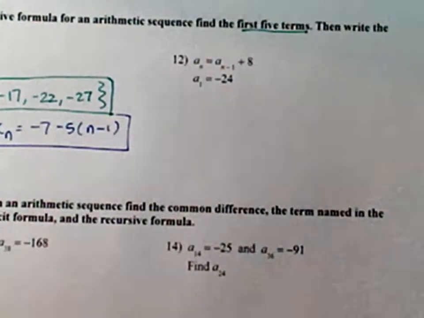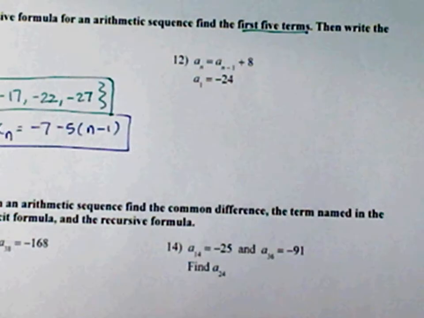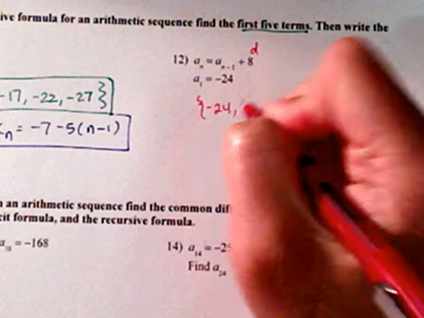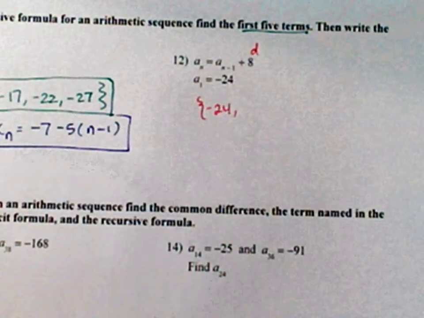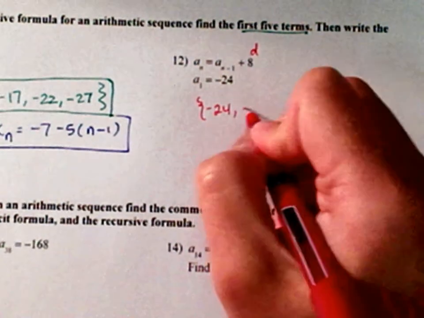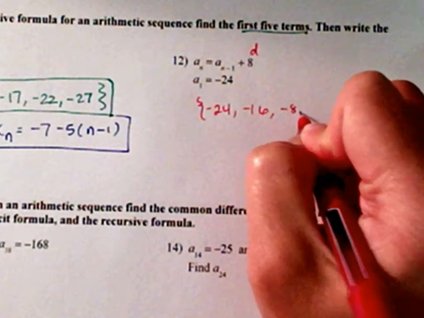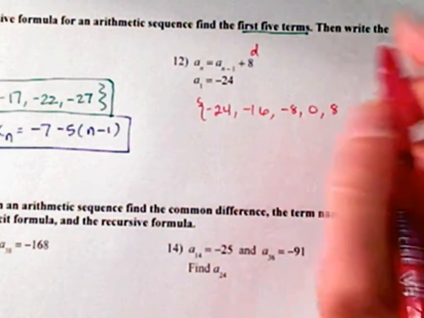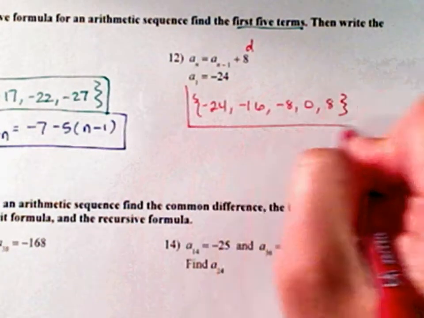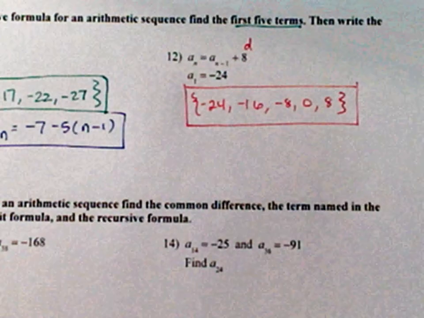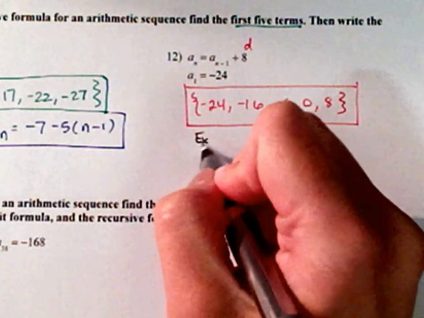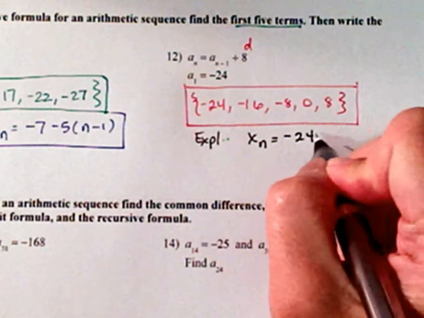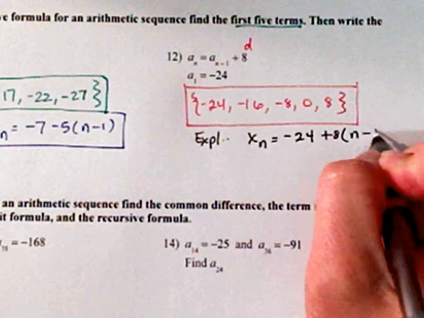Number 12. All right. Your first term is -24. Your D is 8. So -24 plus 8 is -16 plus 8, -8 plus 8, 0 plus 8, 8. 1, 2, 3, 4, 5. So there's your 5 terms. Okay. Your explicit formula will look like this. X of n equals your first term, -24 plus your D, n minus 1.